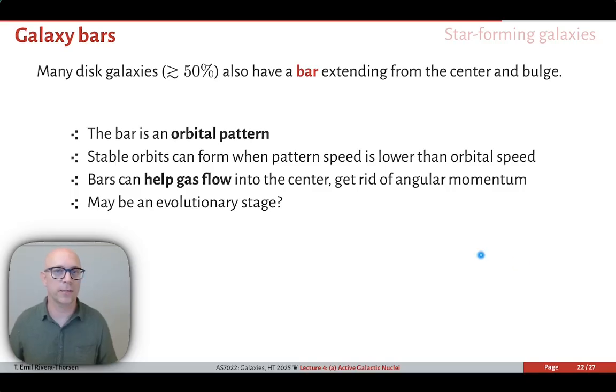And it happens that it can form when the pattern speed of the density waves is lower than the orbital speed. So this is basically this traffic jam that I talked about before. In this case, stable orbits can form, and when these orbits become stable, well, then you get a long-lived structure, and this long-lived structure is the bar. These bars can help gas flow into the center and maybe even spark star formation or even AGN activity in the center. And they can also help get rid of angular momentum.